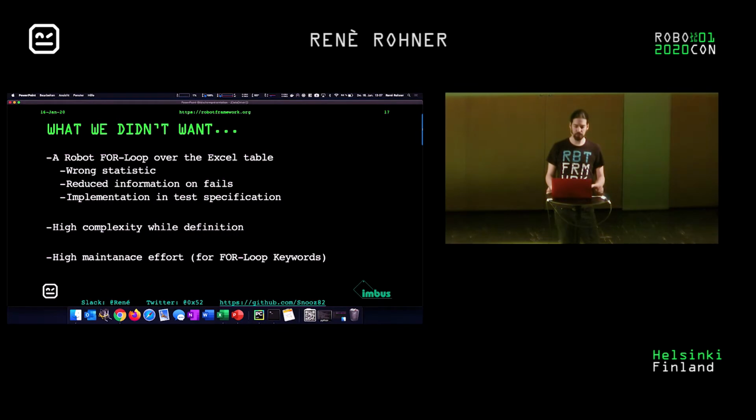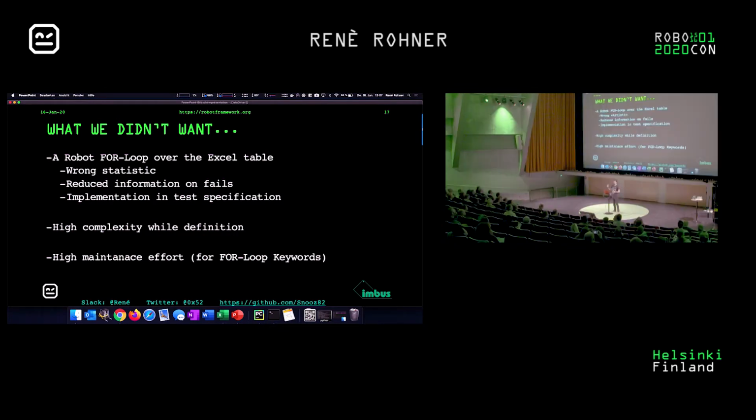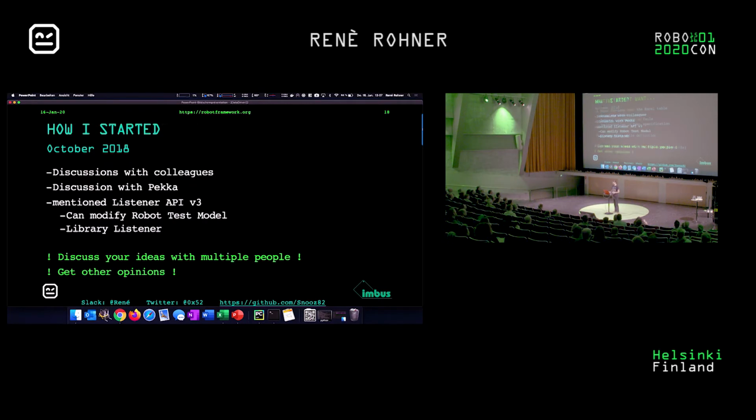So what we didn't want to do is make a for loop over this Excel table, because then we had to use keywords like run keyword and continue on failure, because otherwise the first failure will break the full test. And we have to add statistics and so on, so it would be bad. And if you have different data tables, you have to create different for loops, which makes re-implementing the for loop every time you have different tests, so kind of a pain. So you don't want to have this.